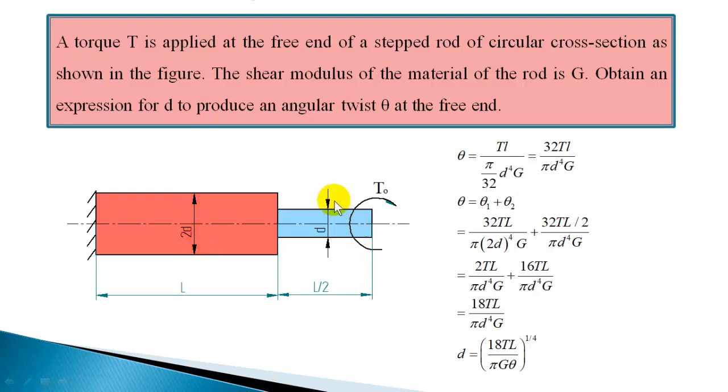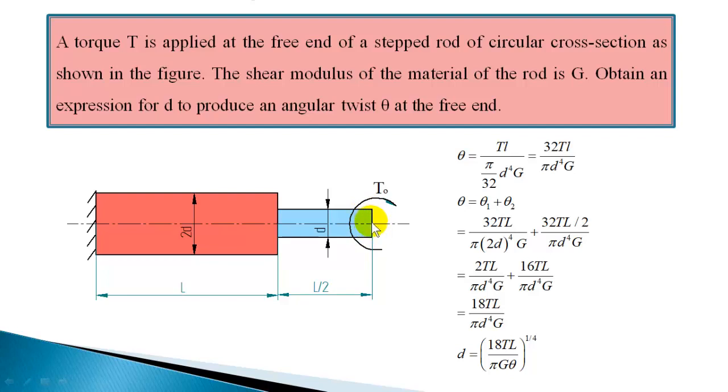Diameter here is 2D and here it is D, and this is a fixed end, and torque is applied at the free end. As the torque is applied, you have to get an expression for D in terms of the angular twist theta at the free end. So theta is the angular rotation at the free end. In terms of theta, you should get an expression for the diameter.